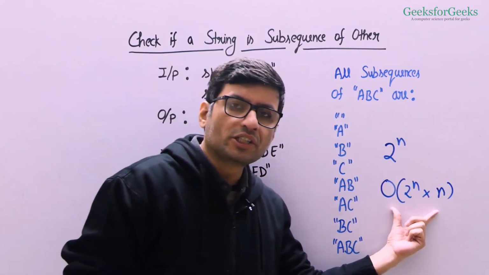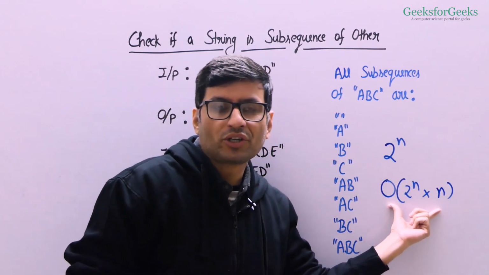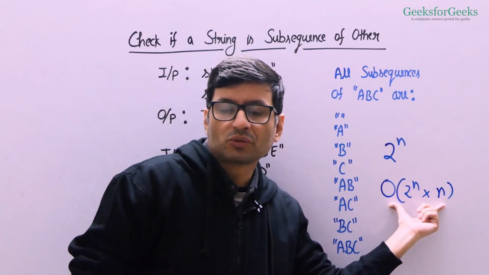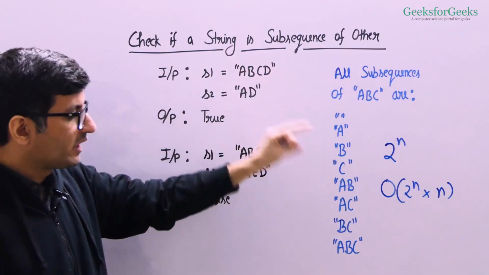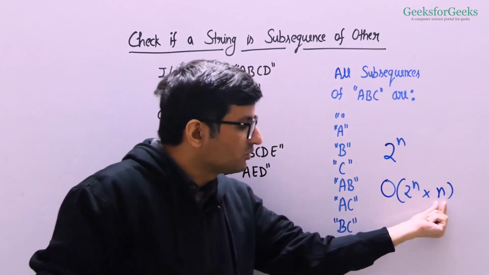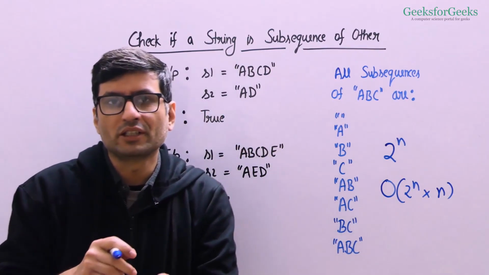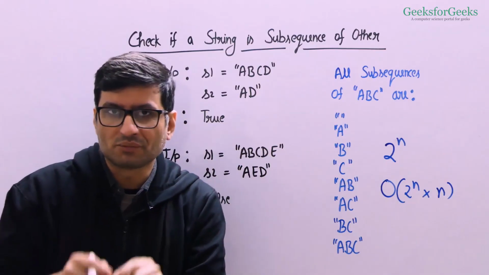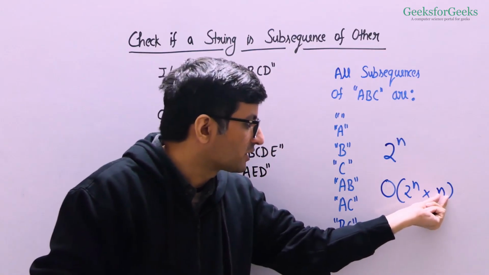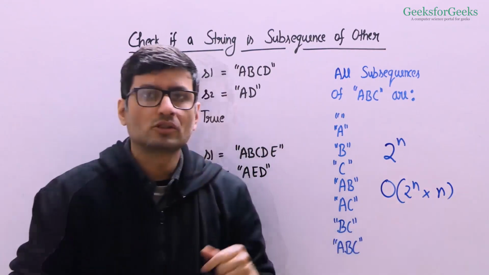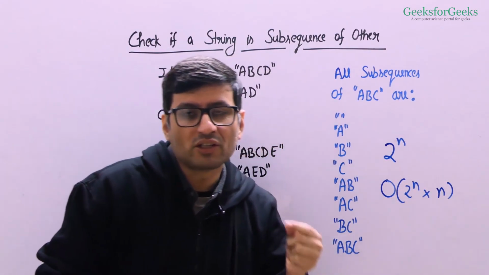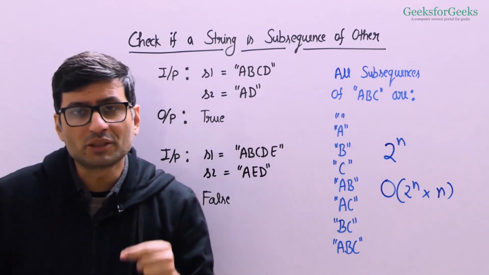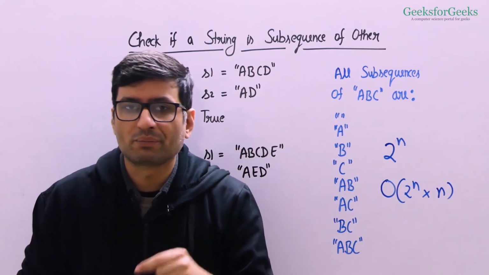The time complexity of this naive solution is going to be clearly upper bounded by 2 raised to the power n into n. See, n is the length of the larger string, and since I am using big O upper bound, I can use n here as well. Although we are going to compare the smaller string with every subsequence. If you want to be more precise, you can put the length of smaller string. So this time complexity is actually exponential, and we can do much better than this. Please pause this video and try to think of a better solution.